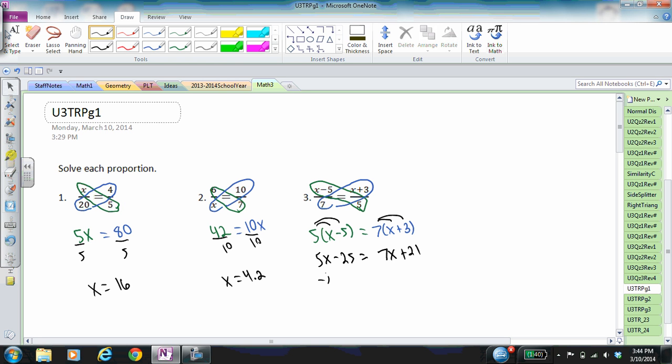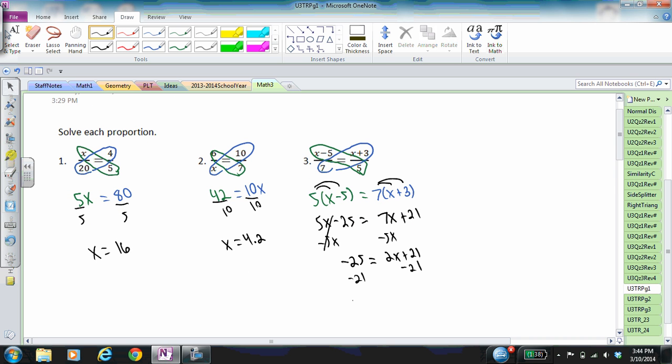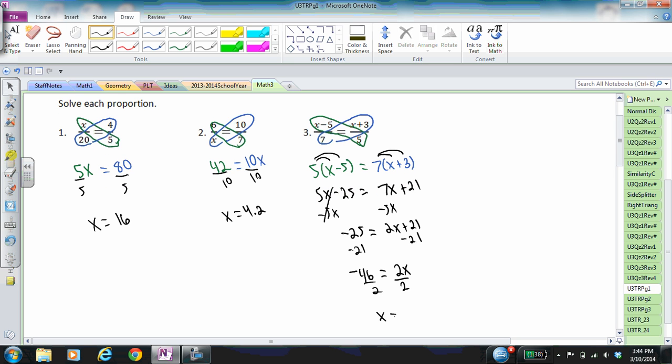Then I'm going to subtract 5x on both sides. I'll do it in one step, or 2 steps. Negative 25 equals 2x plus 21. Now subtract 21 from both sides. So I get negative 46 equals 2x. Divide both sides by 2. And I get that x is equal to negative 23.